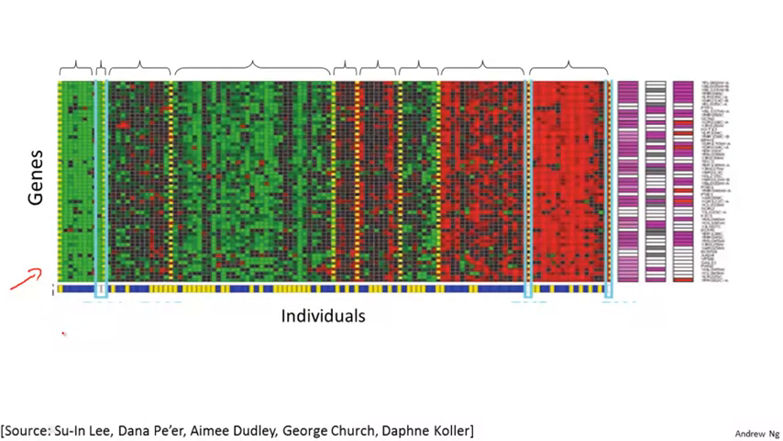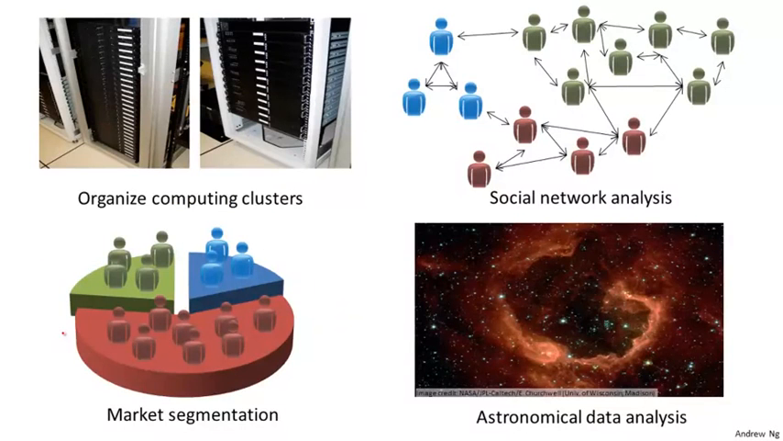Unsupervised learning, or clustering, is used for a bunch of other applications. It's used to organize large computer clusters. I had some friends looking at large data centers, that is, large computer clusters, and trying to figure out which machines tend to work together. And if you can put those machines together, you can make your data center work more efficiently.